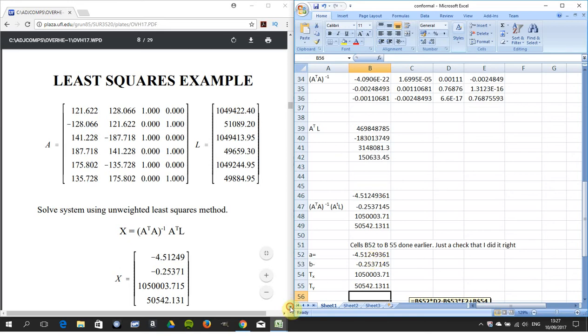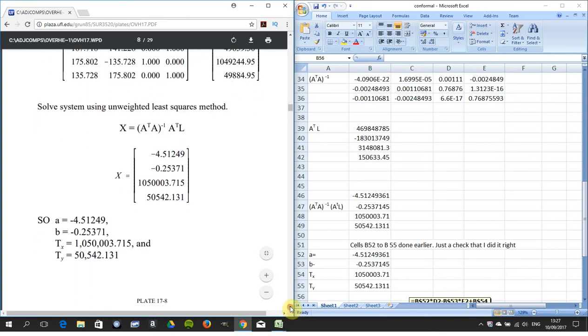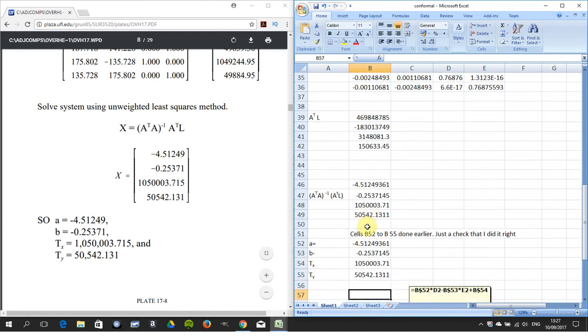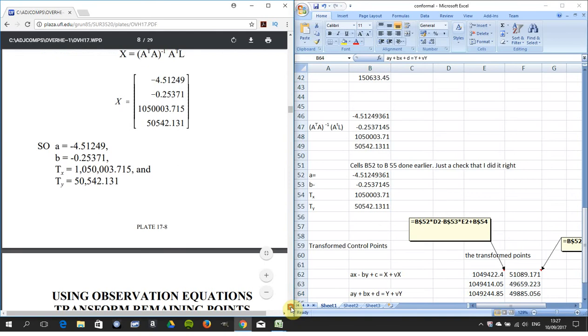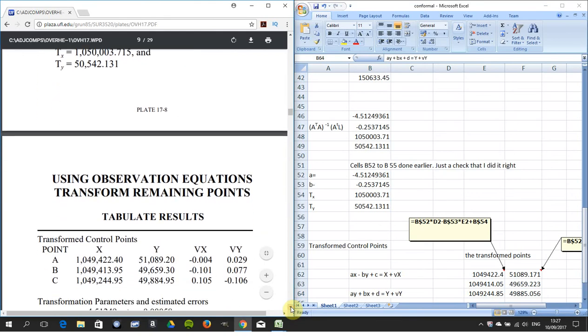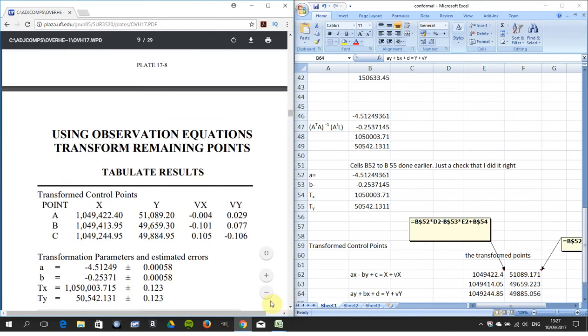So what do these mean? So the scaling is minus 4.5. The rotation is that one. The translation of X is that one and the translation of Y is that one. Just there. Now the next bit here. We want to get the transformed control points. So how did I do that?